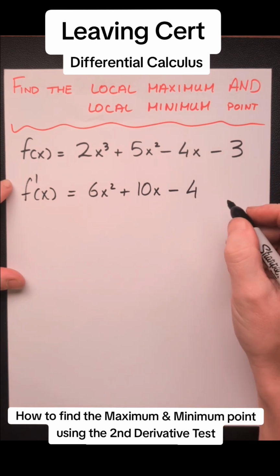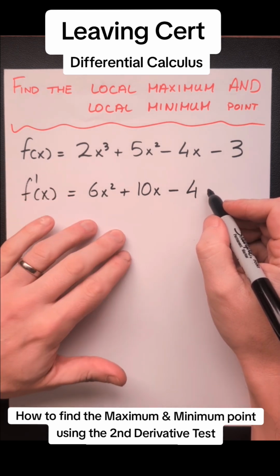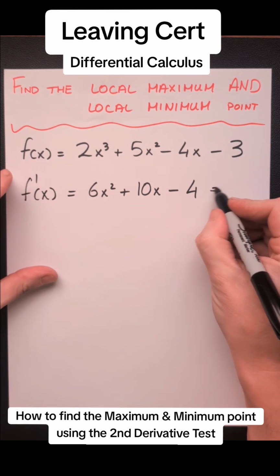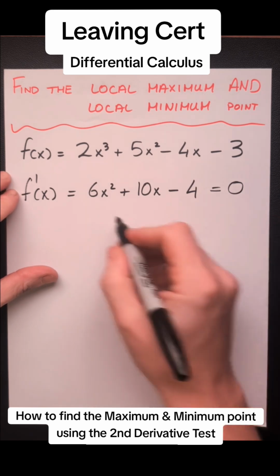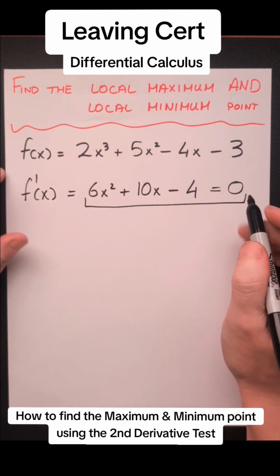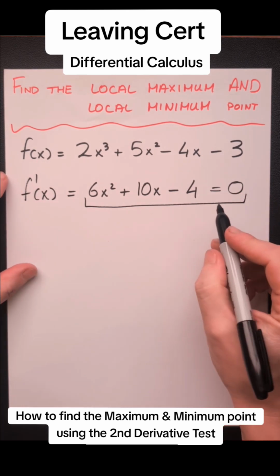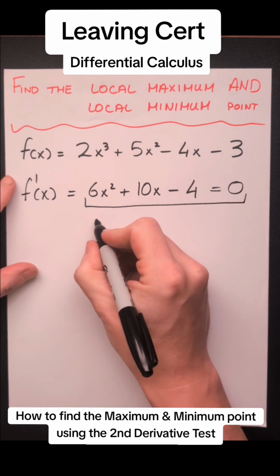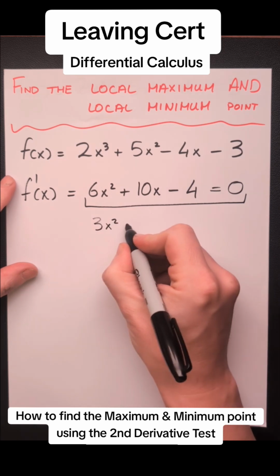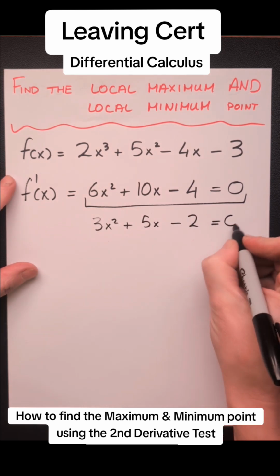Okay, I'm trying to keep this a little short, so the next step here, as I've said in previous videos, is when you differentiate, now you're going to set equal to 0. So equal to 0. This is a quadratic equation. You see these all the time. You should be able to factorize it. Because it's an equation, you can actually divide it down by a constant if you want to make it easier. So I'm going to divide every term by 2. That's going to give me 3x squared plus 5x minus 2 equals 0.